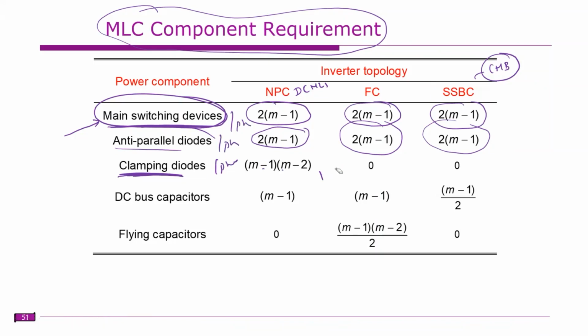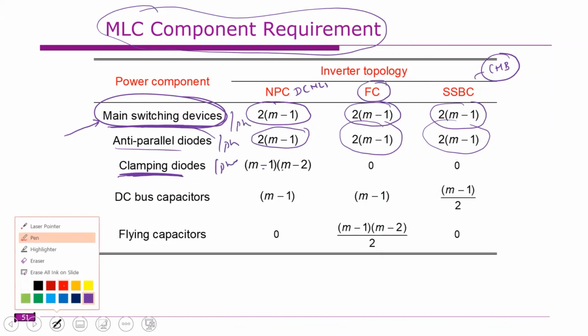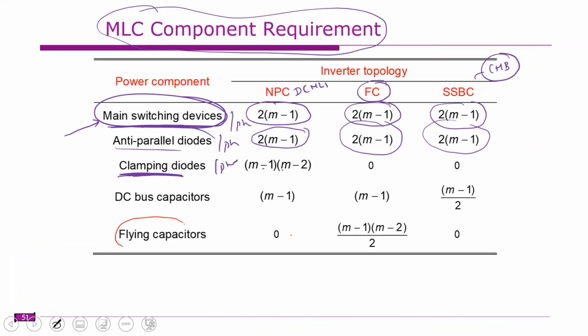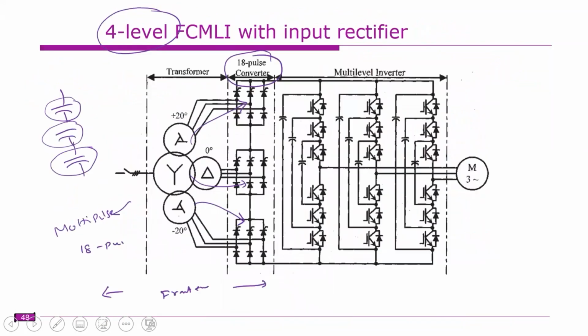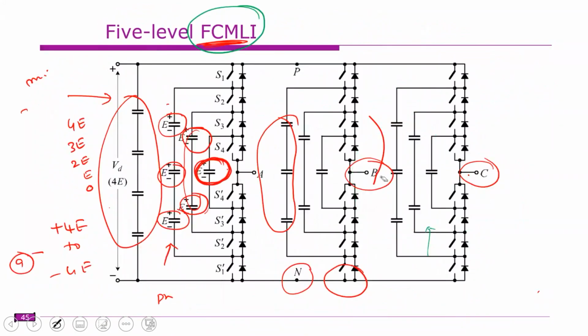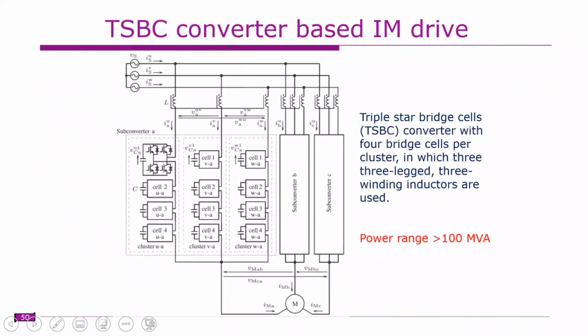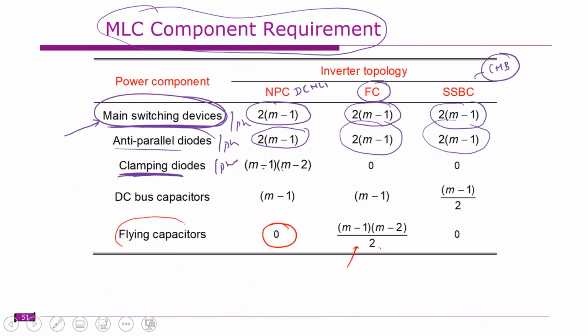Clamping diodes are required in the diode clamped case. In the flying capacitor topology, no clamping diodes are required. In the cascade H bridge also, clamping diodes are not required. Here this number is 0, no flying capacitors are required, whereas here you require m minus 1 into m minus 2 by 2 flying capacitors.